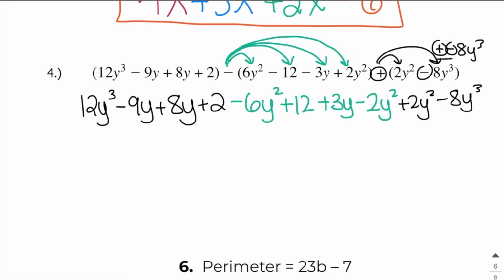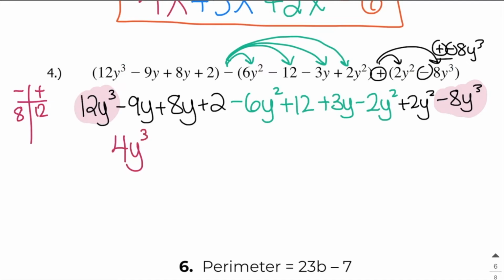Okay, so let's go ahead and look and see, do we have any like terms? So we've got a 12y cubed here, and I have a negative 8y cubed here. So team positive won the 12 points, team negative won the 8 points, so team negative won by 4 points.